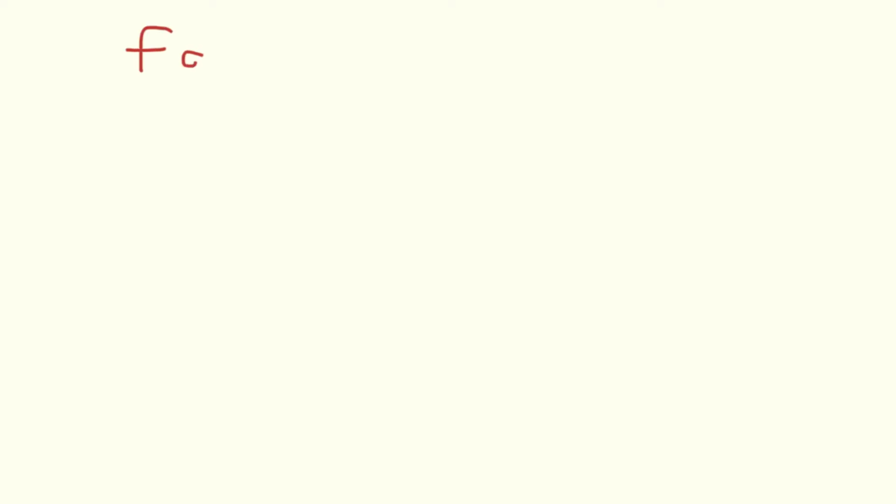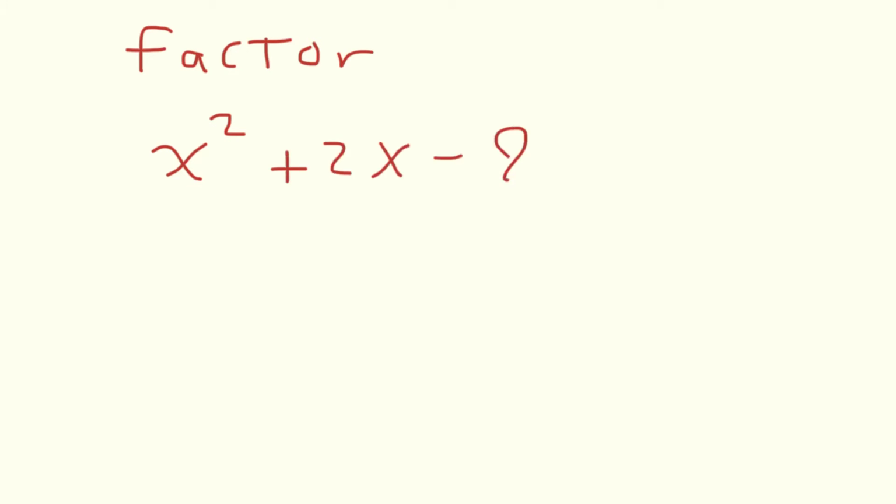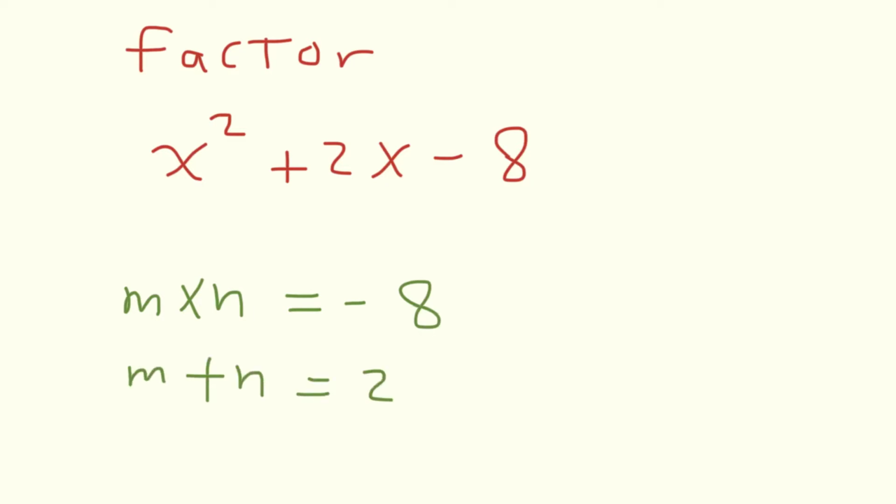Okay, factor x squared plus 2x minus 8. So the idea is to find two numbers when you multiply them. Suppose I call these two numbers m and n. Suppose I find two numbers m times n equal to minus 8, and m plus n equal to 2. So this is the first step that you should try to do.